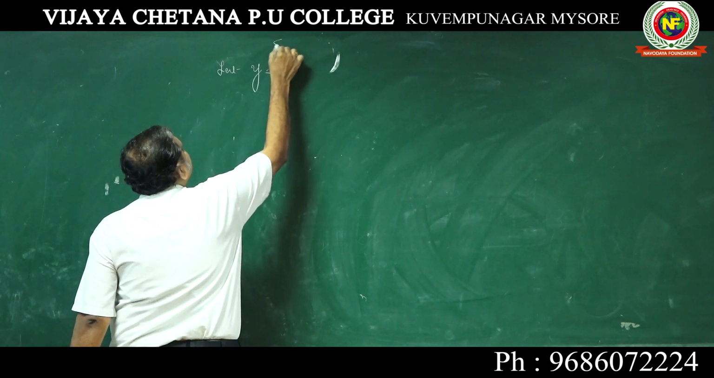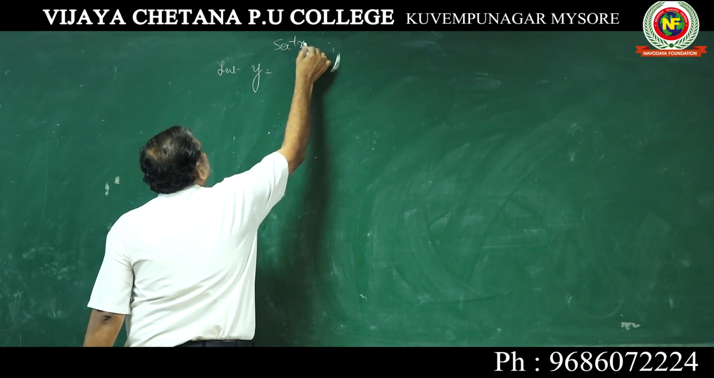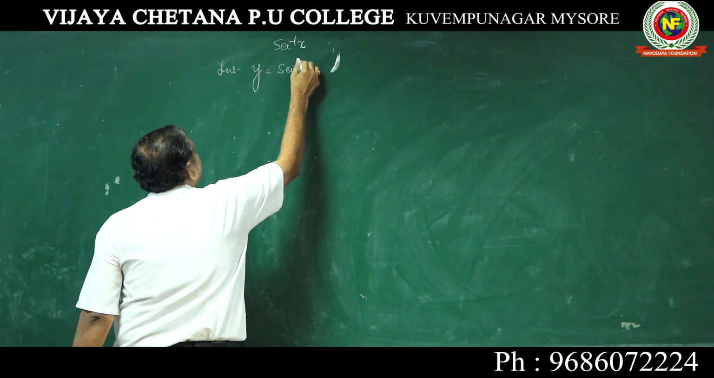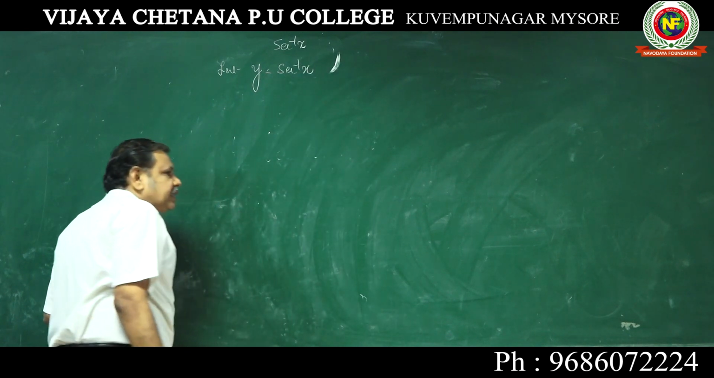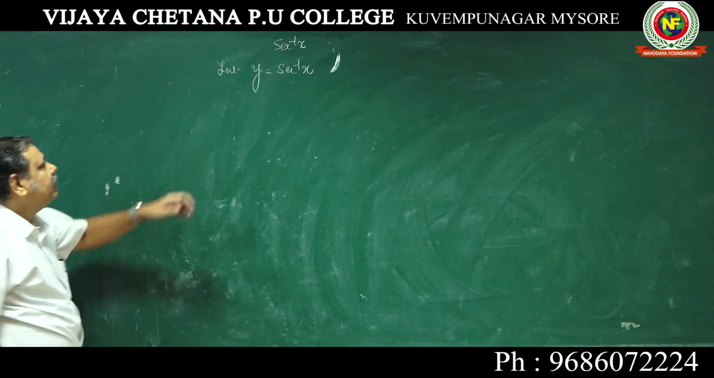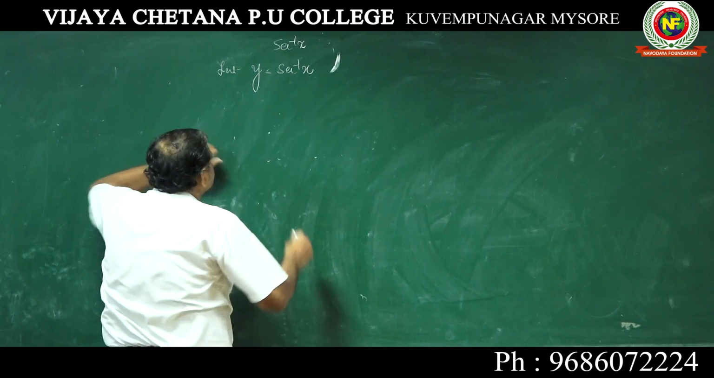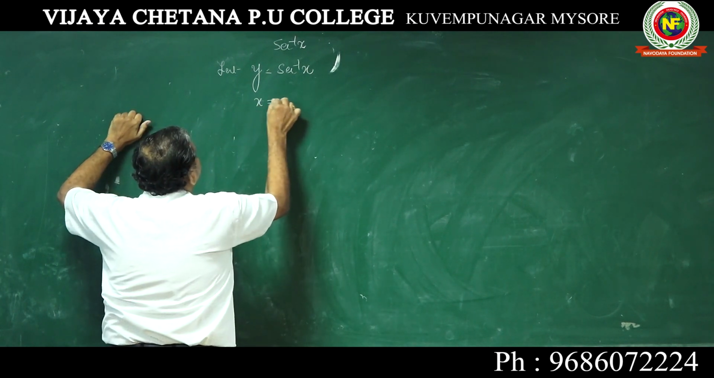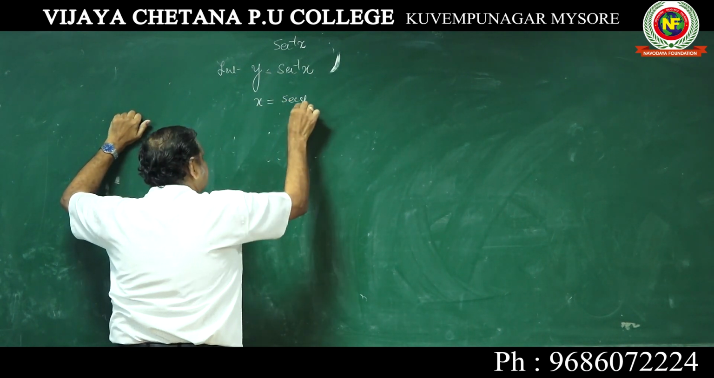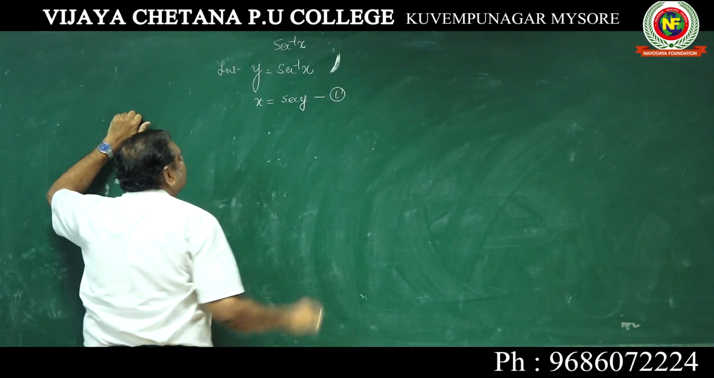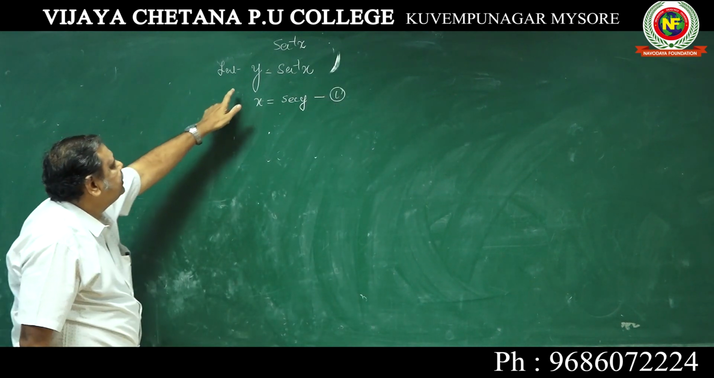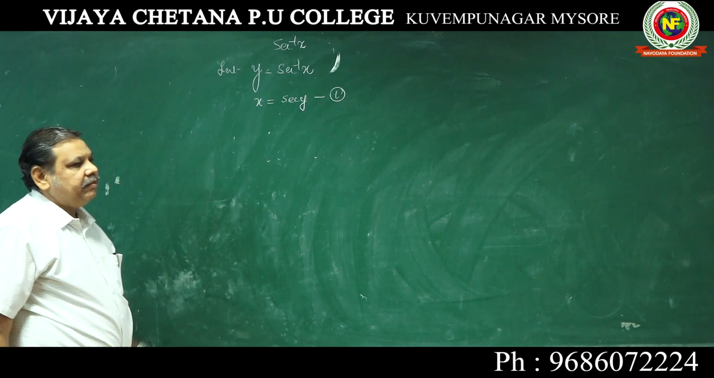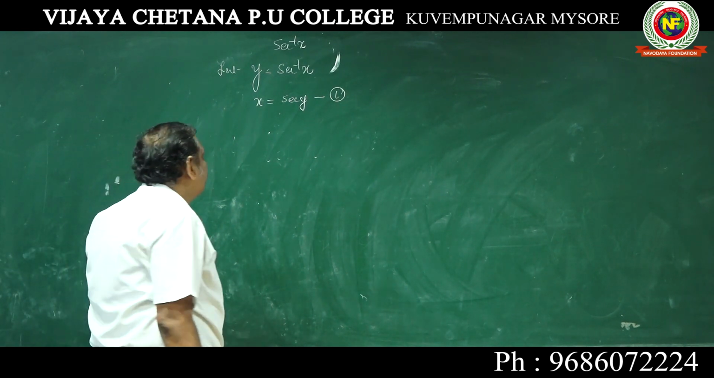First we shall go for secant inverse x. Y is equal to secant inverse x. What happens by the definition of inverse trigonometric function? Y is equal to secant inverse x, so x will become secant y. So whenever y is equal to secant inverse x, x will become secant y.